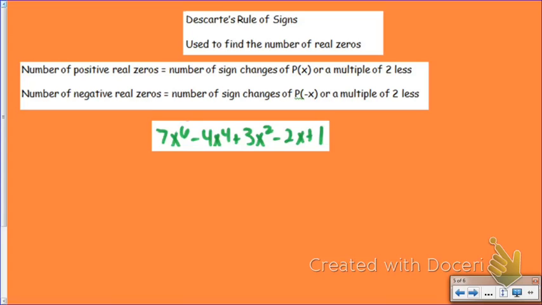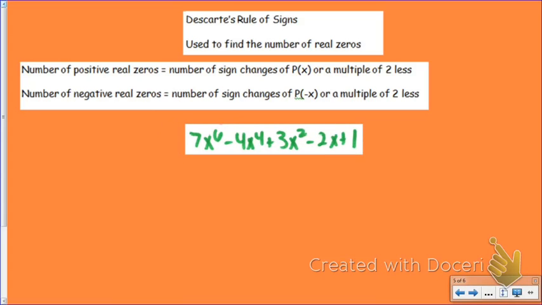So the first one we look at, to find the number of positive real zeros, we look at the number of sign changes. Okay? So by sign changes, that's simple. If you look at this example down here, I go from a positive, I move that instead of writing on it.